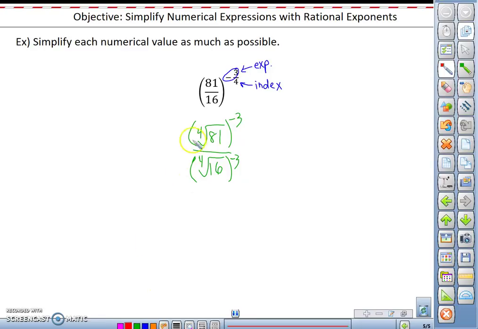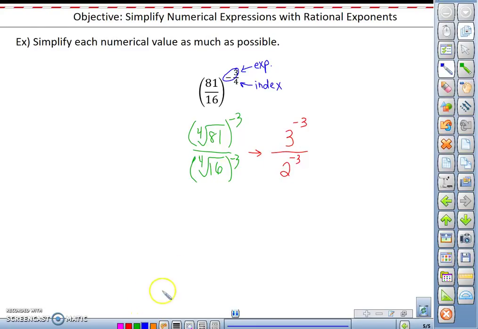We would simplify each of those 4th roots. So again, the better we know our powers, the easier this becomes. We may have to do some guess and check to determine them, but we want to make sure that we get the right value. So the 4th root of 81 is 3. So now we have 3 to the power of -3. And the 4th root of 16 is 2. So we have 2 to the power of -3.